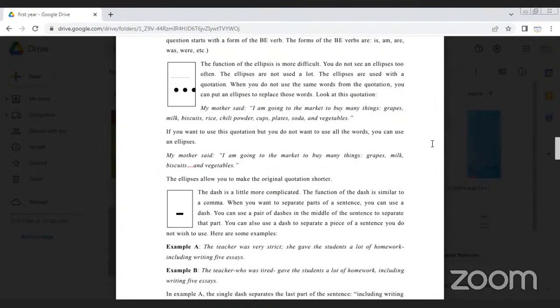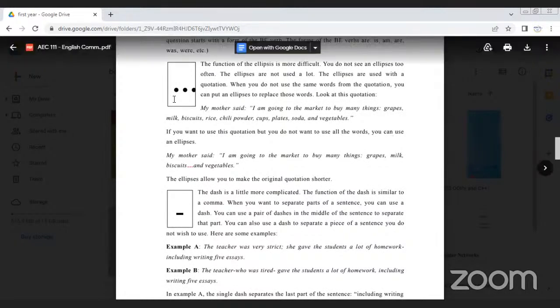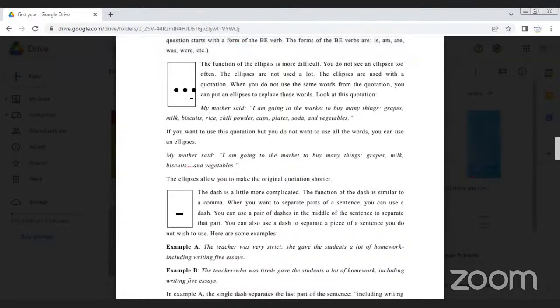Then the function of ellipsis. The symbol of ellipsis is more difficult. You do not see an ellipsis too often. Okay, ellipses are not used a lot. Ellipses are used with a quotation. When you do not use the same words from the quotation, you can put an ellipsis to replace those words.